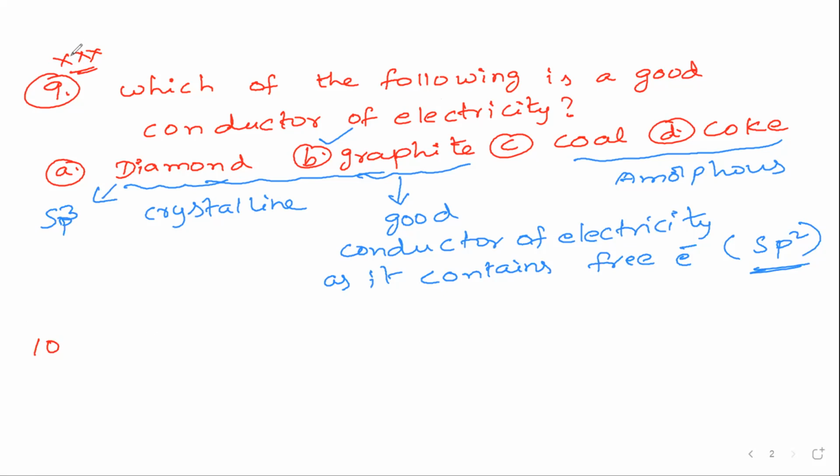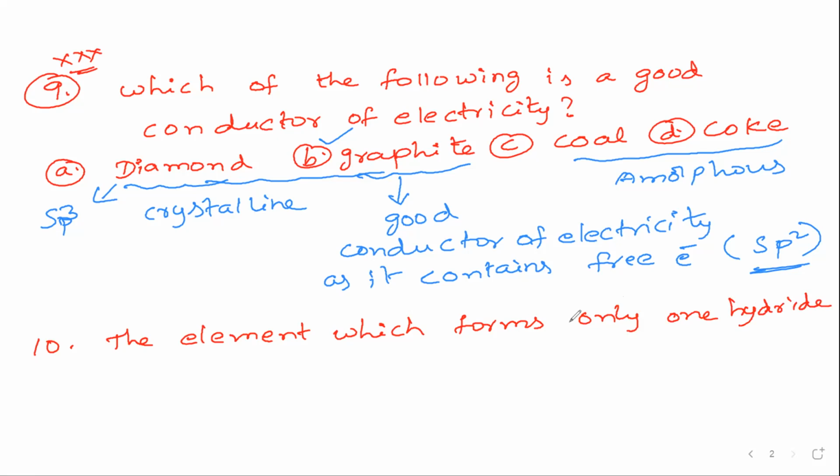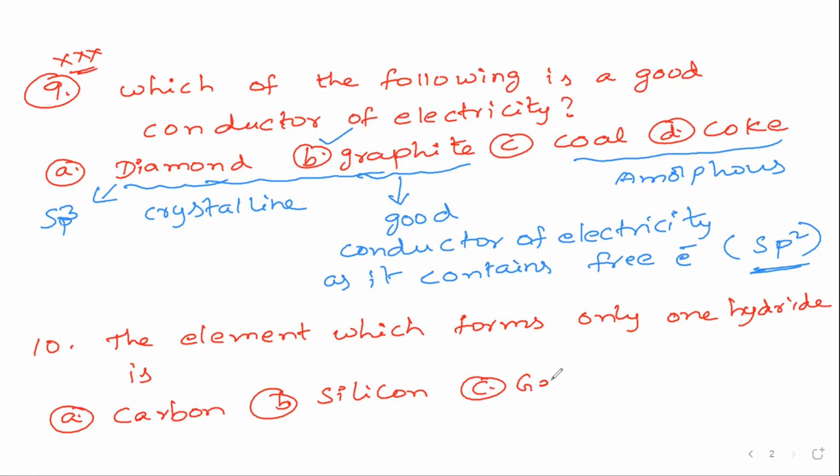Next question. The element which forms only one type of hydride is: option A, carbon; option B, silicon; option C, germanium; and option D, tin.